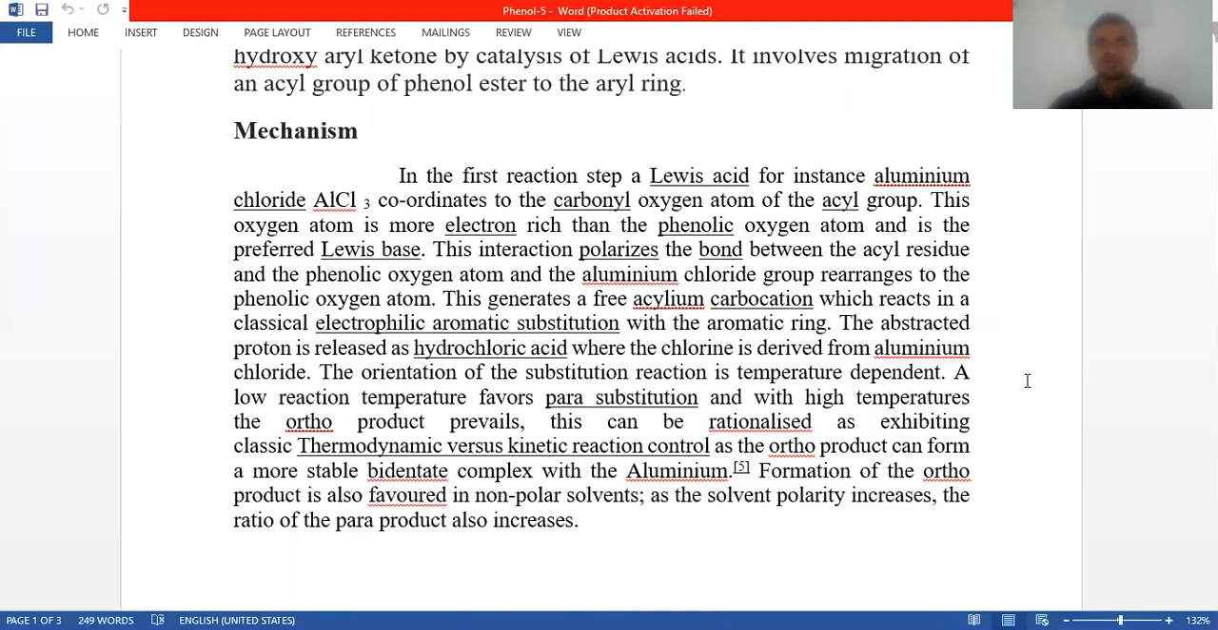The abstracted proton is released as hydrochloric acid, where the chlorine is derived from aluminum chloride. The orientation of the substitution reaction is temperature dependent. A low reaction temperature favors para substitution, and with a high temperature, the ortho product prevails. This can be rationalized as exhibiting classic thermodynamic versus kinetic reaction control, as the ortho product can form the more stable bidentate complex with the aluminum. Formation of the ortho product is also favored in non-polar solvents. As the solvent polarity increases, the ratio of the para product also increases.